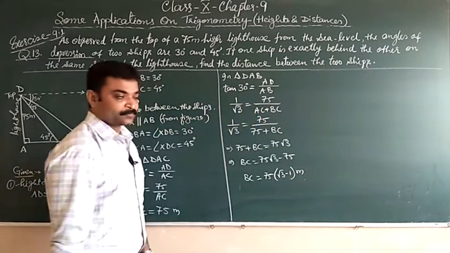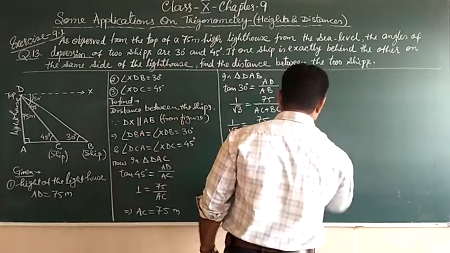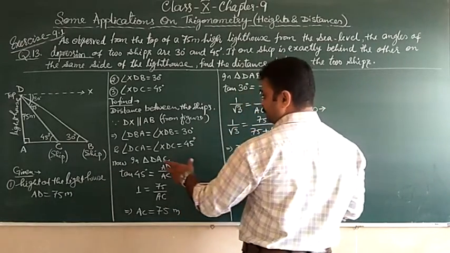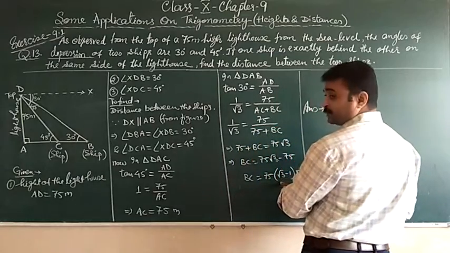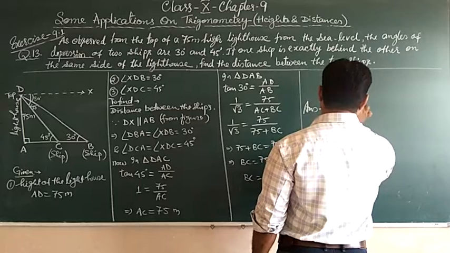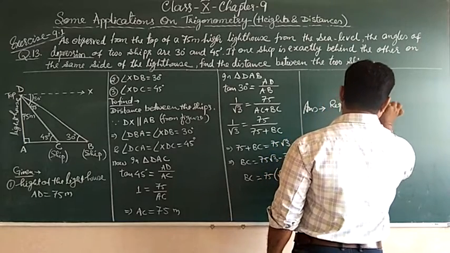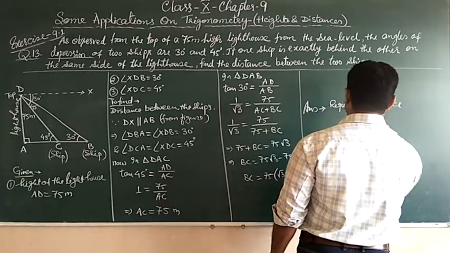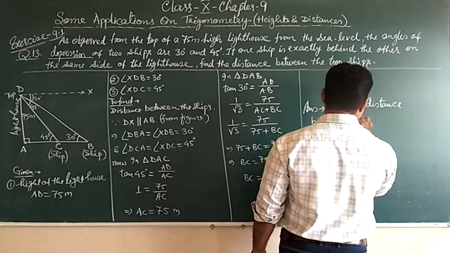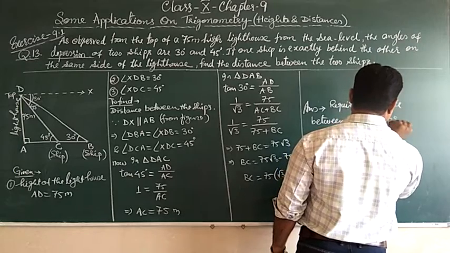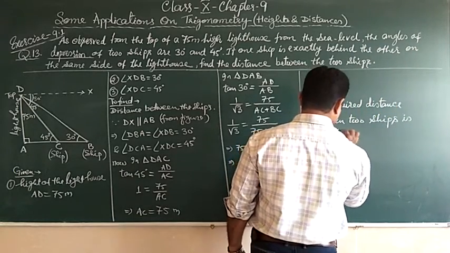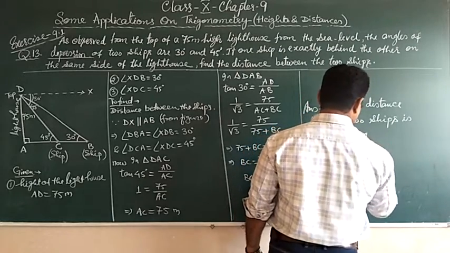meter. So our answer is BC, we have found: 75 times root 3 minus 1. So we will write this: the required distance between two ships is 75 times root 3 minus 1 meter.